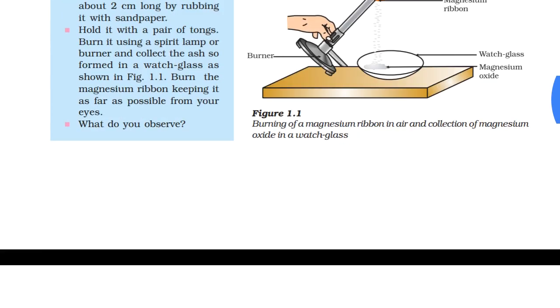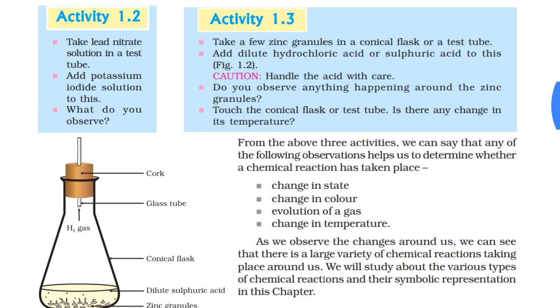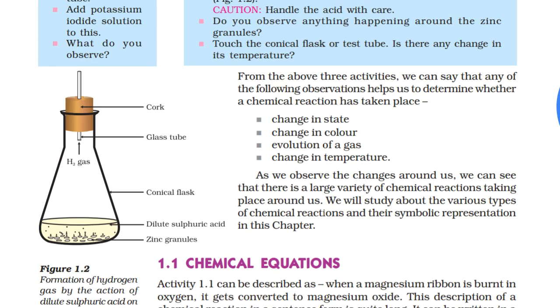You must have observed that a magnesium ribbon burns with a dazzling white flame and changes into a white powder. This powder is magnesium oxide. It is formed due to the reaction between magnesium and the oxygen present in the air. From the above three activities, we can say that any of the following observations help us to determine whether a chemical reaction has taken place or not: change in state, change in color, evolution of a gas, change in temperature.